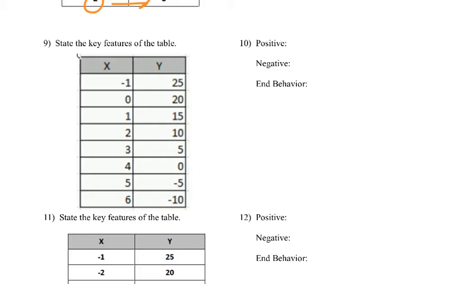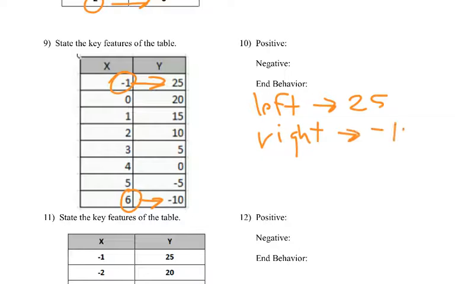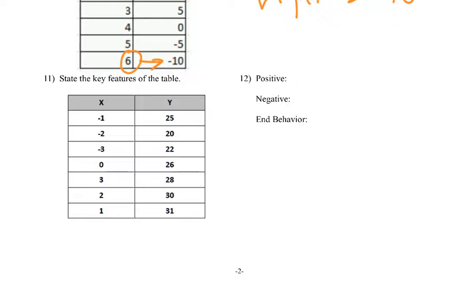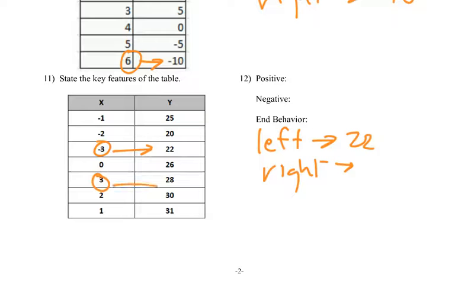Okay, number 9. So our smallest number is negative 1. So that's left. So left goes to 25. 6 is our biggest number. So as it goes right, it goes to negative 10. Okay, and the last end behavior one. So now our smallest number is negative 3. It's not at the top of the table, so you got to pay attention to that. So as it goes left, it goes to 22. And as it goes right, once again, 3 is our biggest number, goes to 28.